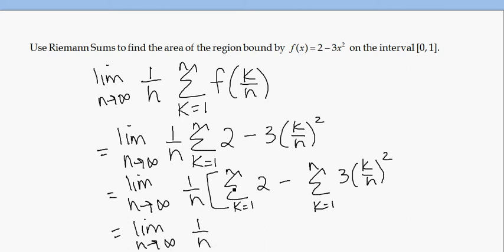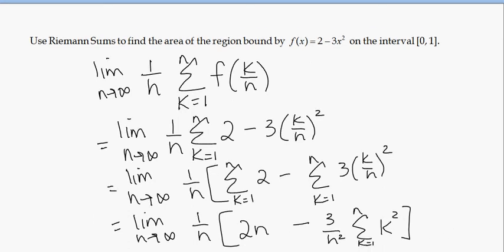Now, if I add up 2 n many times, I have this constant value rule. If I add up 2 plus 2 plus 2 plus 2 n many times, I'm going to get 2n. And over here, I can factor out the constants, the coefficients, which in this case would be 3, and in the denominator, n squared. So I have 3 over n squared times the sum from k equals 1 to n of k squared.